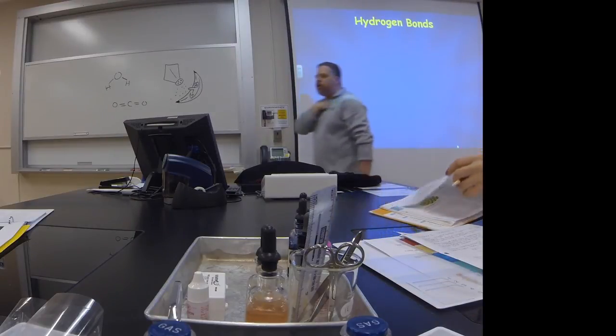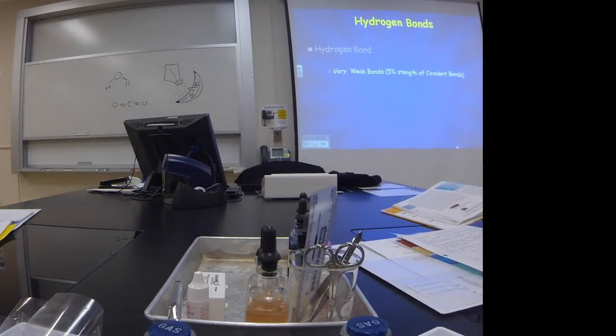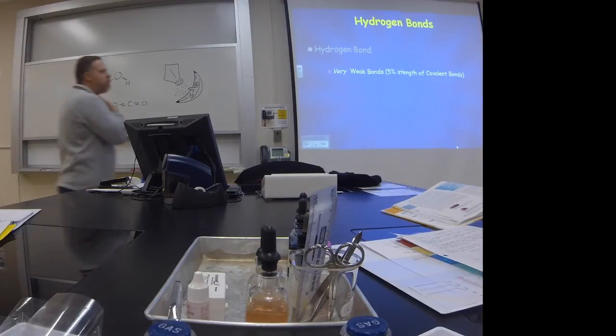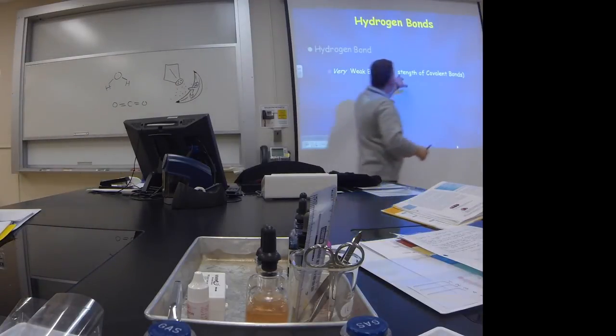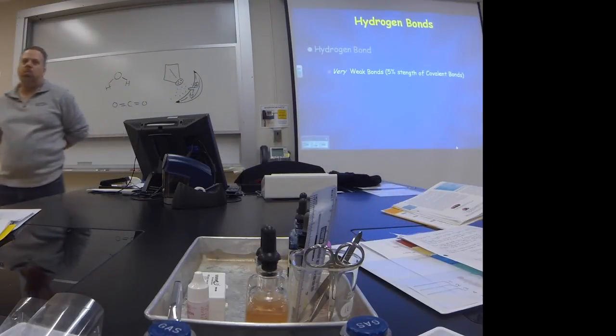And then we have hydrogen bonds. And hydrogen bonds are the weakest of all the bonds that we have. Okay? They're only about 5% of the, that's a typo, it should be strength. I've got to fix that, I just noticed it. After 8 years, I just noticed that. But it's very weak, okay? It's only about 5% strength of covalent bonds.